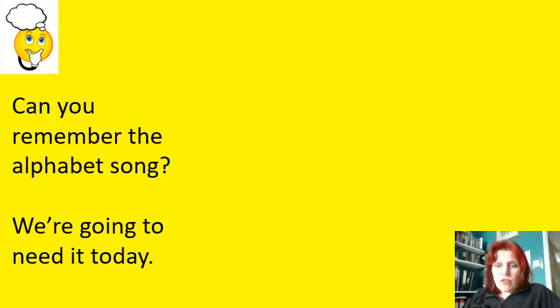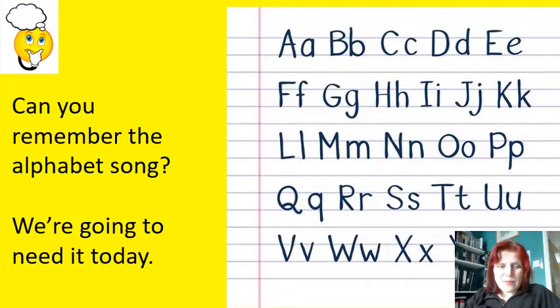You will find lots of things are arranged in alphabetical order to make them easier to find. So, for example, your class list will be in alphabetical order, usually your surnames. It might be your first names. And you will find dictionaries are in alphabetical order, and thesauruses. Lots of things are in alphabetical order to make them easier to find. So we're going to first of all recap our alphabet. Make sure we are really confident with it because we need it today.